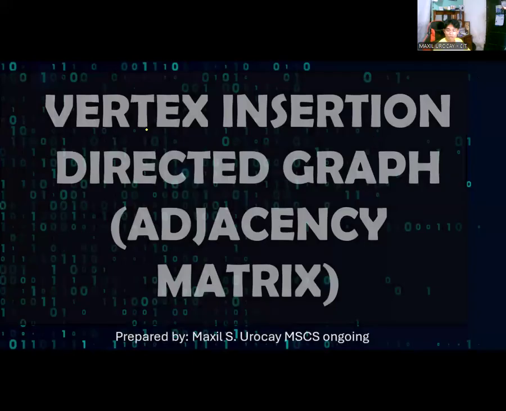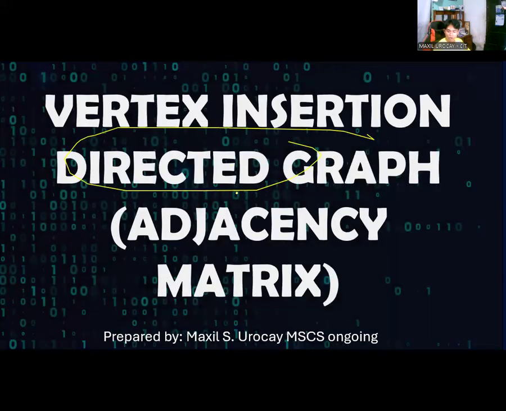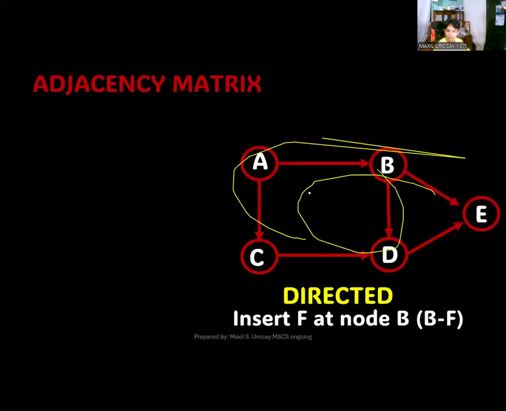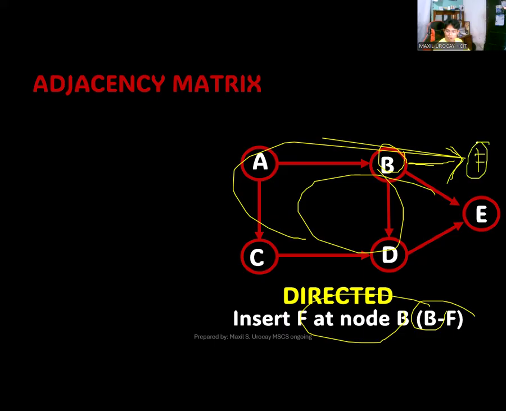We'll be talking about the directed graph. For the directed graph, you will also make sure to do it here. Suppose that you have this graph right now and you want to insert the node F at node B. Node B is here and your direction will be B to F. That means from node B you will create an outgoing arrow that will point to F. So vertex F will have an ingoing arrow from node B.